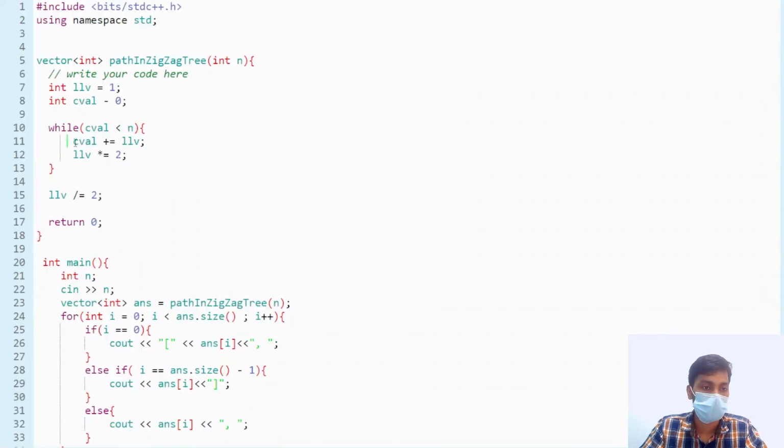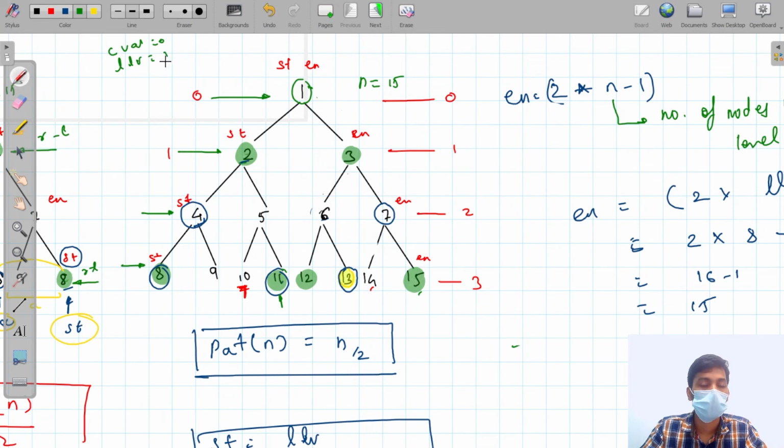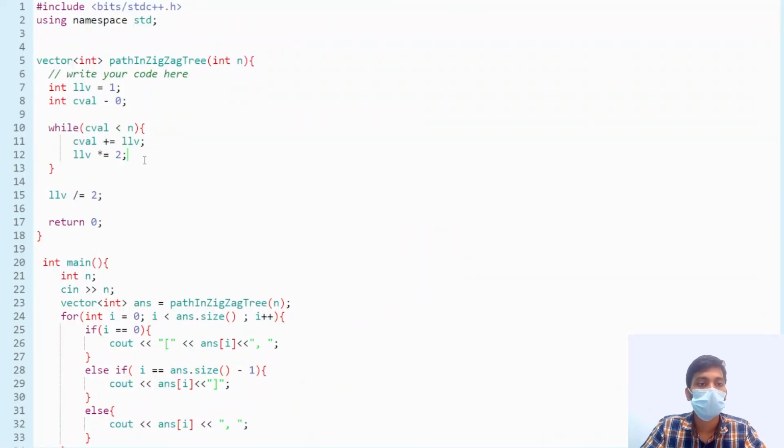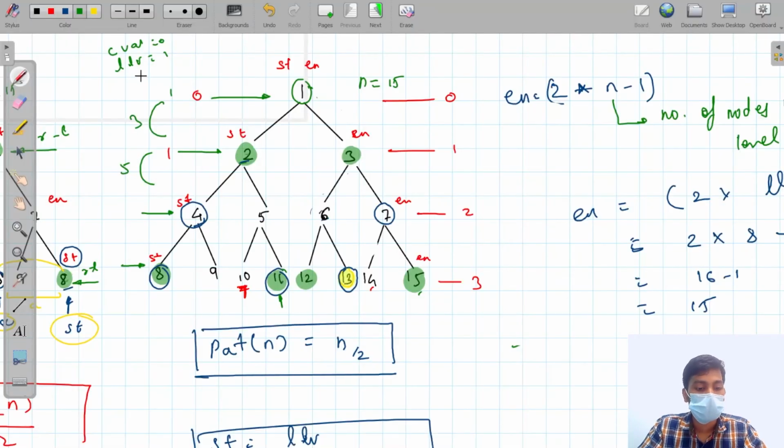What we did, first we added the level, that is when c value is less than n, we are going to add it with the level, which is 1. So c value is going to be 1, then 3, then 5, that is it is going to be incremented by 2. Similarly, our level is also going to be incremented by 2.